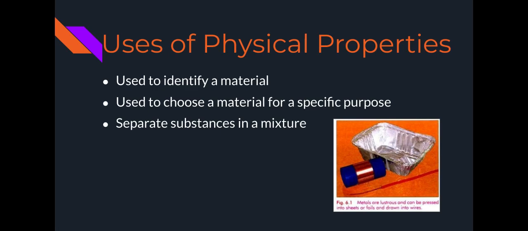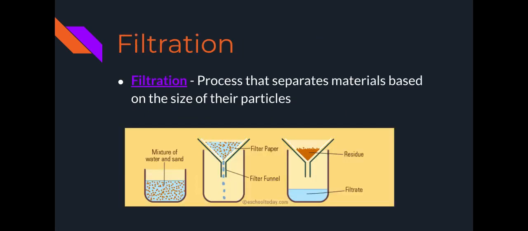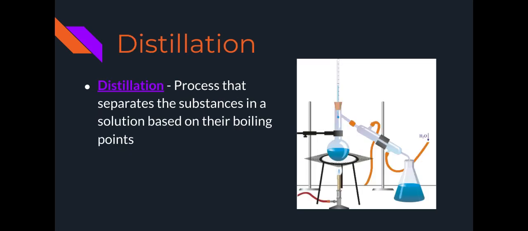Also, you can separate substances in a mixture, and there are 2 different processes that I'm going to talk about next. First one is called filtration. Filtration is the process that separates materials based on the size of their particles. In the picture here, we have a mixture of water and sand, and this is a funnel that will have a filter paper placed on top of it. You pour the water and sand mixture into the funnel, and the sand is too large to get through the filter paper, but the water isn't. So therefore, you will be able to separate using filtration. This is when you separate things based on their particle size.